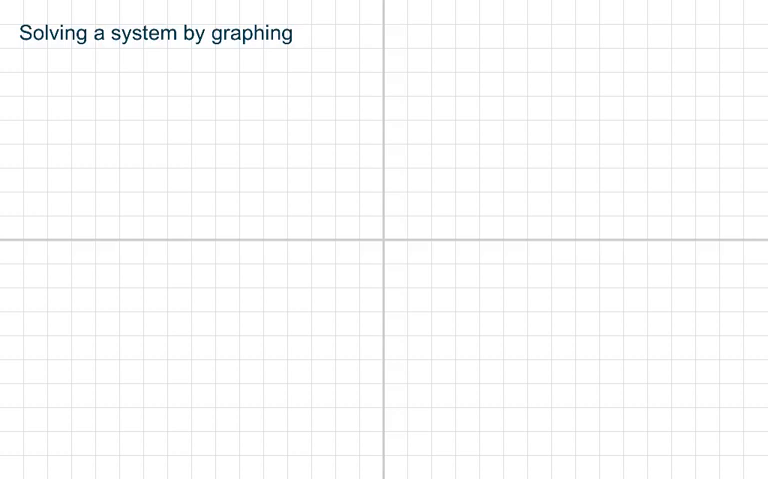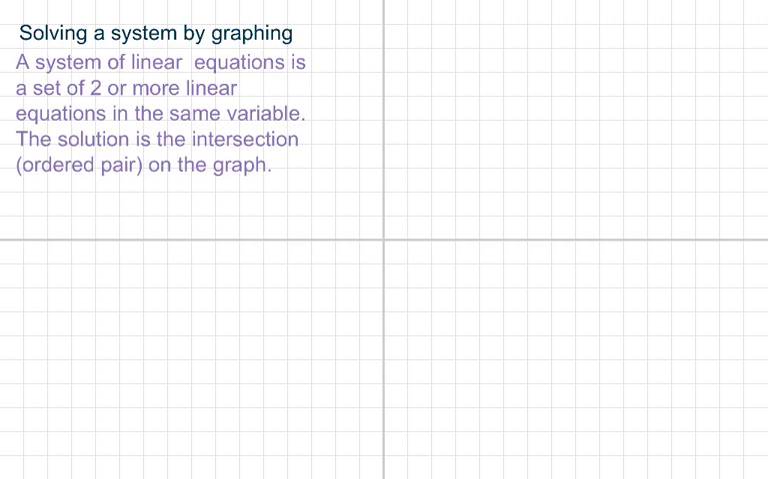Hey guys, so we're going to talk about solving a system by graphing. A system of linear equations is basically just a set of two or more equations in the same variables, and the solution is the ordered pair where they meet on the graph. So if you want, I will pause that really quick and write that down so you have some definitions. Okay, so I added that definition for you. I would suggest that you pause the video and write that down, just so you have an idea of what a system means and what it's going to look like when you graph it.